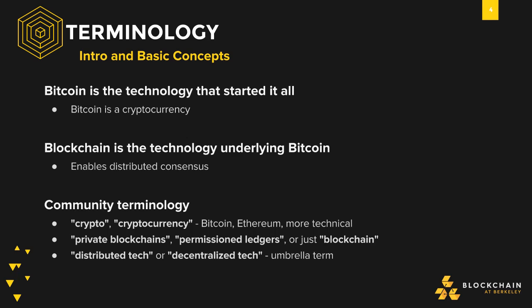So some of the community terminology that you'll hear about: whenever you hear crypto or cryptocurrency, it's usually talking about the more technical aspects, usually talking about public blockchains, so basically blockchains where anyone can participate, like Bitcoin or Ethereum. Whenever you hear private blockchains or permissioned ledgers, or sometimes just the word blockchain, this is usually what banks and large financial institutions are referring to. They're interested in blockchains where every participant in the network is known beforehand, and only certain people have write access. And then, as an umbrella term, you'll sometimes just hear distributed tech or decentralized tech.